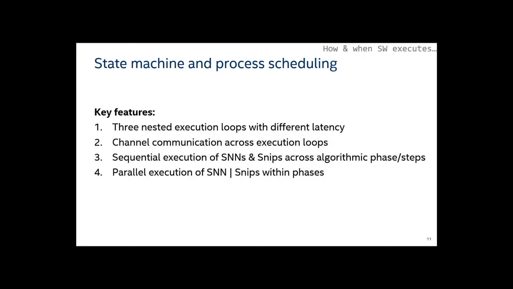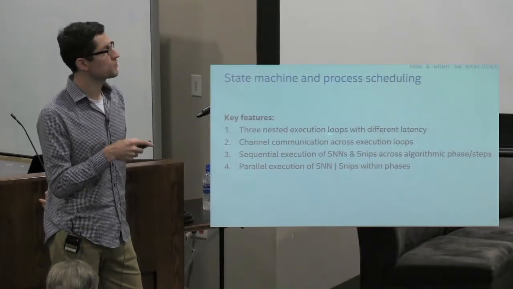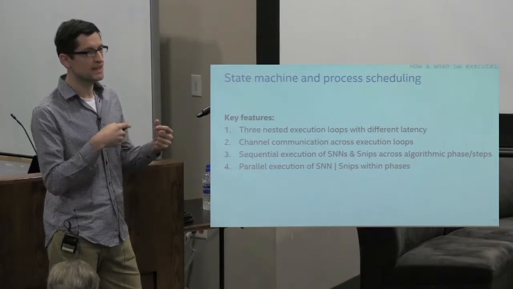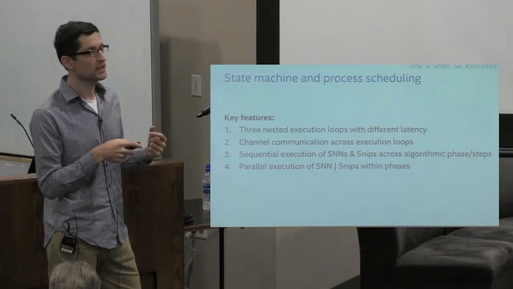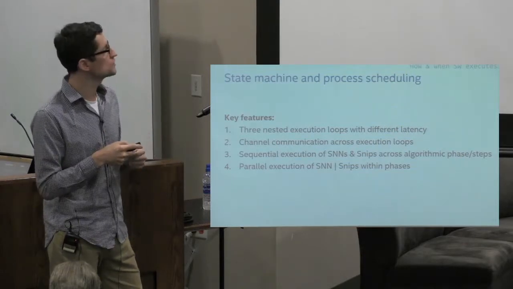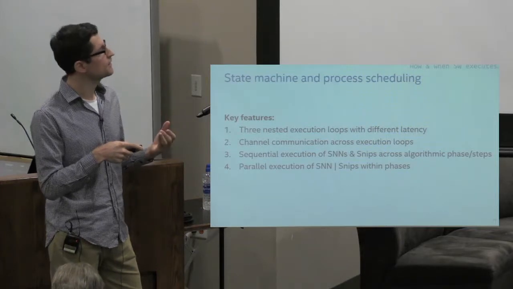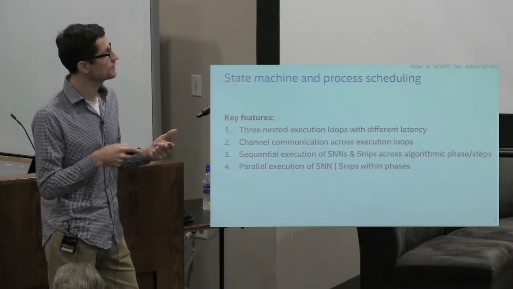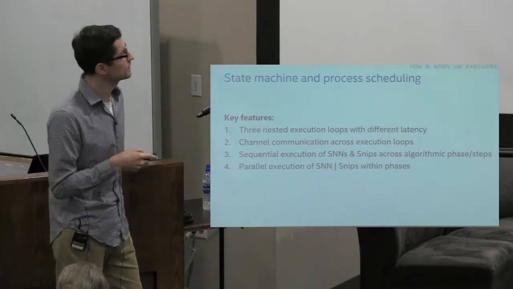And there are 4 key features or 4 key principles of how these algorithms execute on our Loihi system. Generally, there will be 3 nested levels of execution loops that execute at different times. As you've seen earlier, we have channel communication between those processes across these various execution loops. And we have sequential execution of our SNN and SNPs across algorithmic time steps, and parallel execution of our SNN and SNPs within time steps.